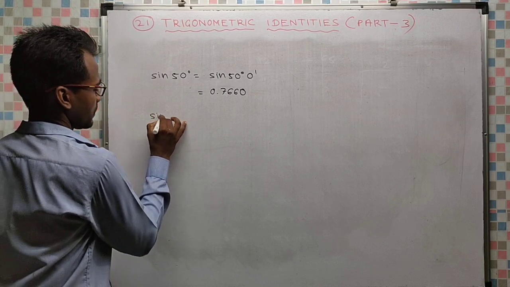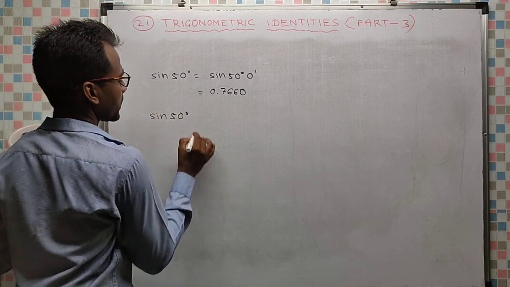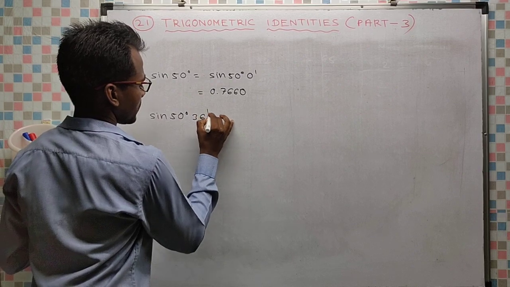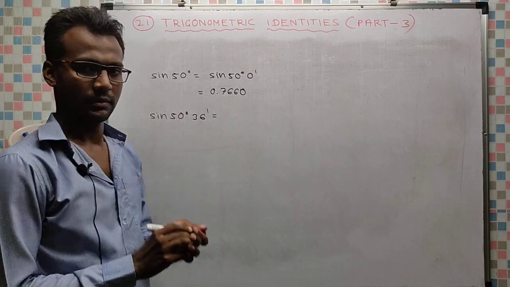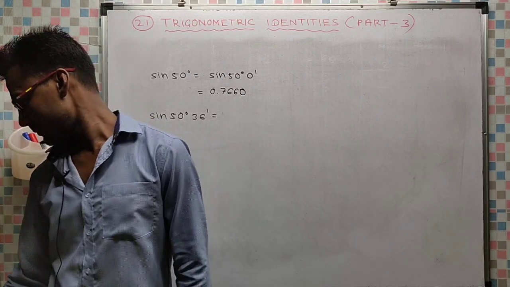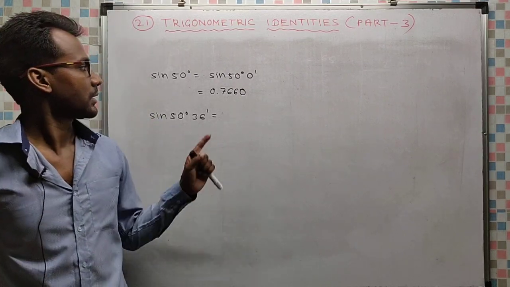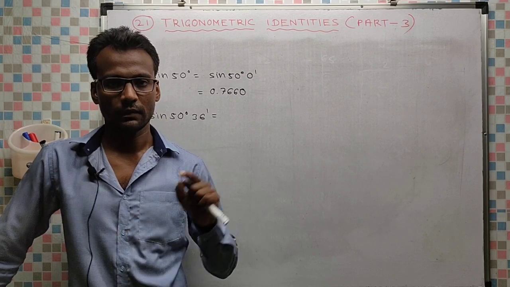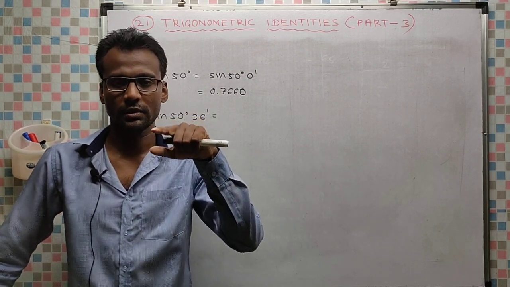Suppose sine 50 degree and 36 minutes. Okay, son, look at 50 degree. Ready? Then go for 36 minutes. Okay, first row. Look at 36 minutes.